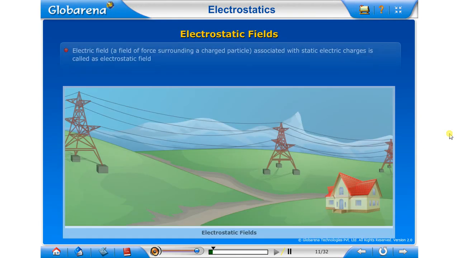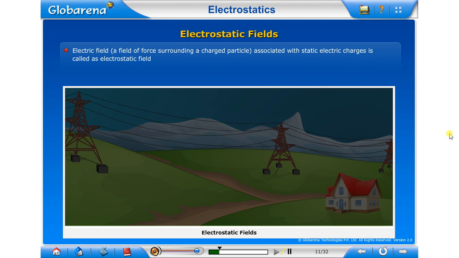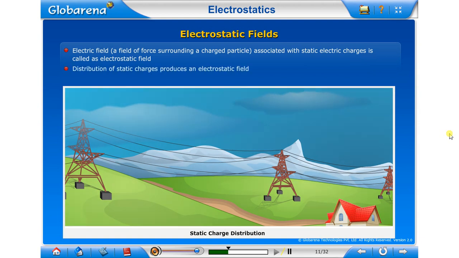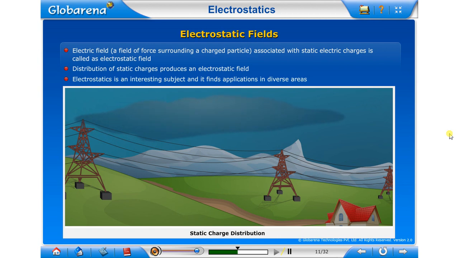Electric field: a field of force surrounding a charged particle, associated with static electric charges, is called an electrostatic field. Distribution of static charges produces an electrostatic field. Electrostatics is an interesting subject and it finds applications in diverse areas.